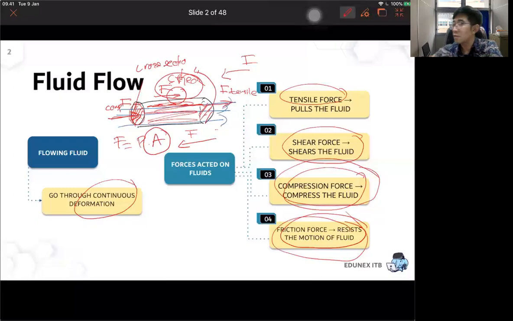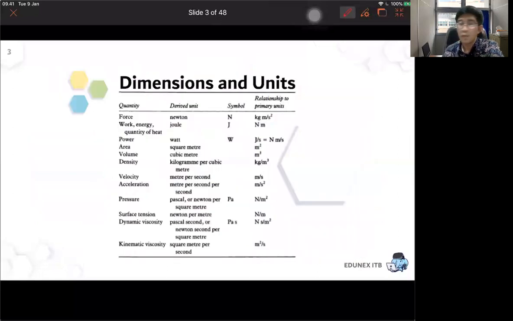Any question first? Okay. This one about dimension and unit. Please don't forget about the dimension and conversion.